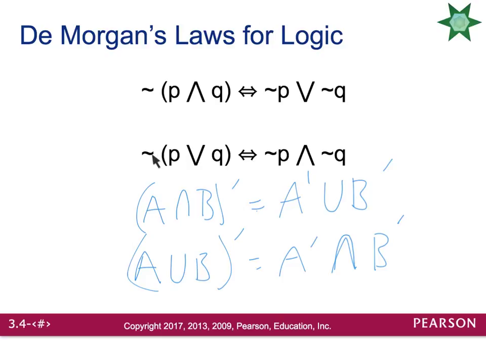And the same idea here: negation P and negation Q without the parentheses. So those are De Morgan's laws for logic.